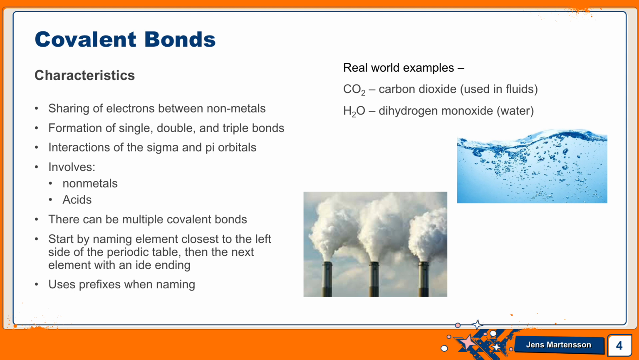So when you're naming covalent bonds, you want to start with the element closest to the left-hand side of the periodic table, and then the next element with an IDE ending. So we use prefixes when naming covalent compounds like mono, di, tri, and so forth. Some real-world examples you may know are water and carbon dioxide. These are both covalent bonds.